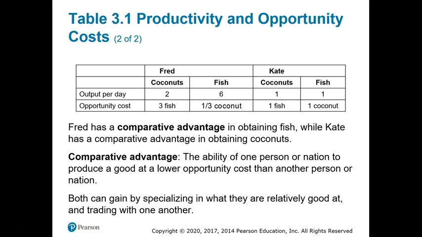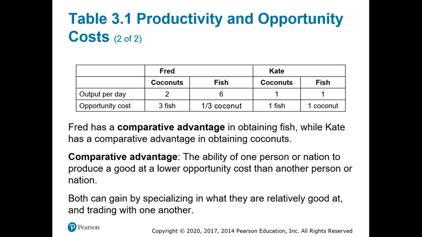Well, it's just like a fraction. It's coconuts to fish, or coconuts divided by fish. That would give us 1 coconut for every 3 fish. If we look at coconuts, we're giving up 3 fish. If we look at fish, we're only giving up 1/3 of a coconut. If we look at Kate's, it's a 1-to-1 ratio. It's an either-or situation. So Fred's going to be the decision maker.